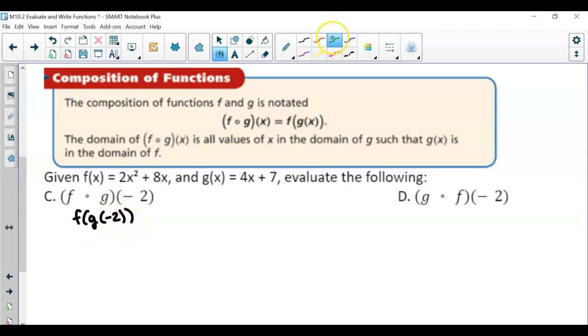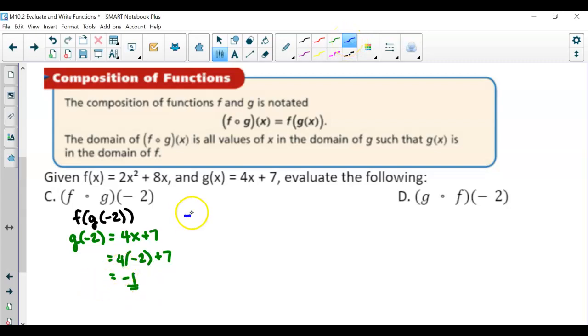Then just as before, we're going to start with g of negative 2. Well, g of x was 4x plus 7. So same as before, 4 times x, or 4 times negative 2, plus 7, which gives me negative 1. Now here, g of negative 2 is negative 1.